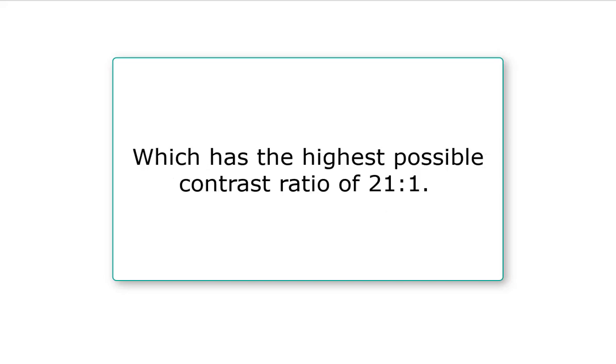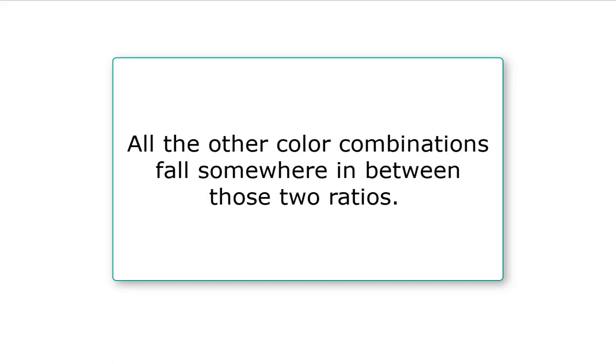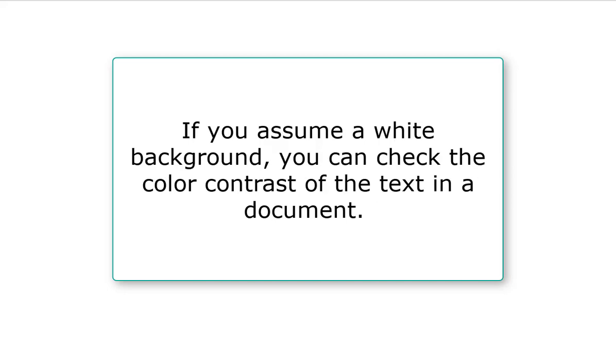The default color of the text in a Microsoft Word document is black on a white background, which has the highest possible contrast ratio of 21:1. The lowest possible contrast ratio is 1:1, which is two identical colors. All the other color combinations fall somewhere in between those two ratios. If you assume a white background, you can check the color contrast of the text in a document.